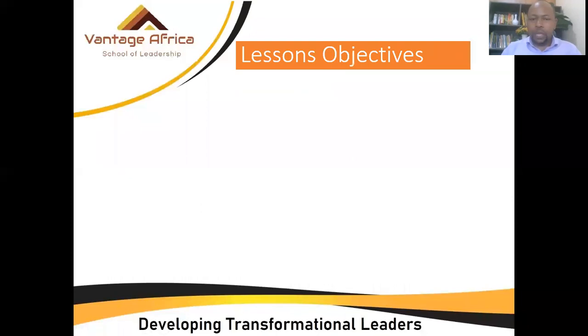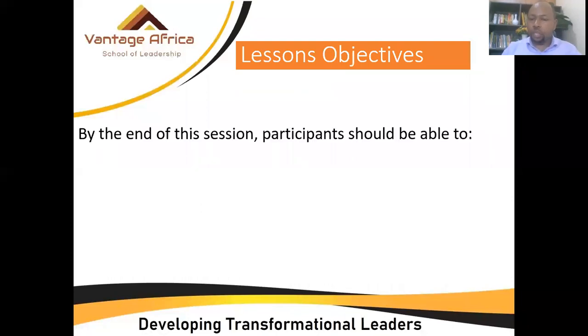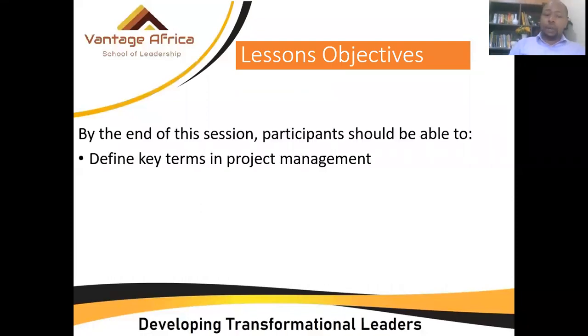So, overview of project management. By the end of this session, you should be able to define the key terms in project management. You're going to have a basic understanding of the key concepts. We do not want to start this journey with some thinking project management is this and other people saying it is that. We want to start at the same level. We want to have some sort of operational definition of the key terms in project management, okay?